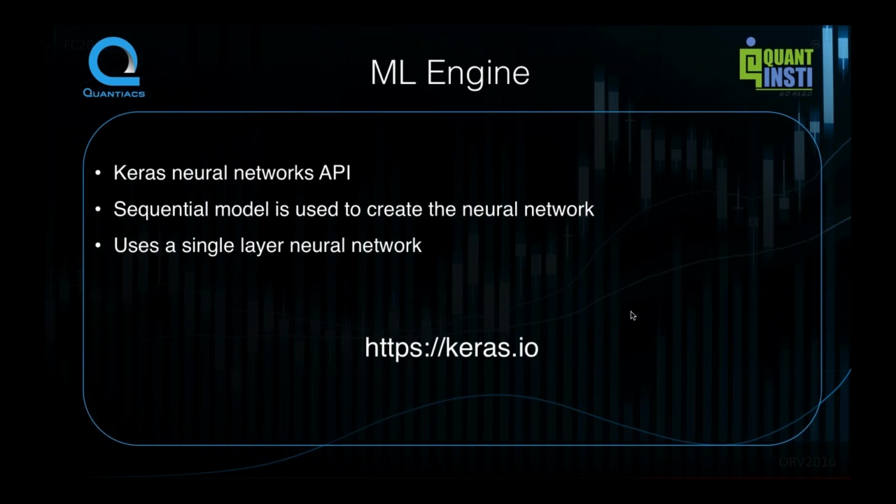In this particular case, we are using the Keras neural network API. This is, again, open source. It is available for Python. It's, all things considered, a relatively simple neural network to program to. It uses a sequential model, so you basically add the layers you need. In our particular instance, we'll be using just a single hidden layer neural network, mainly to save on computing time.